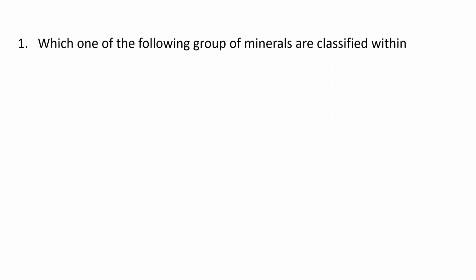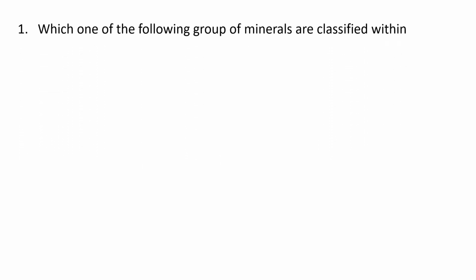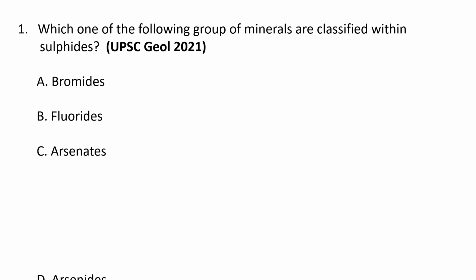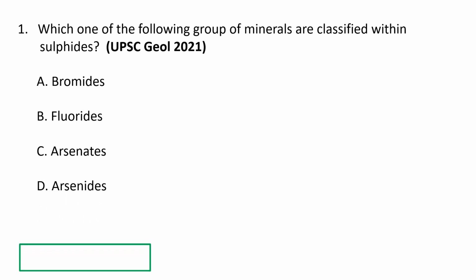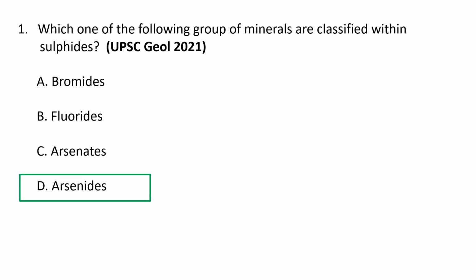First question. Which one of the following groups of minerals are classified within sulfides? This was the question asked in UPSC Geologists 2021. Choices are A. Bromides, B. Fluorides, C. Arsenides, D. Arsenides. Obviously, so arsenides they will be classified under sulfides.